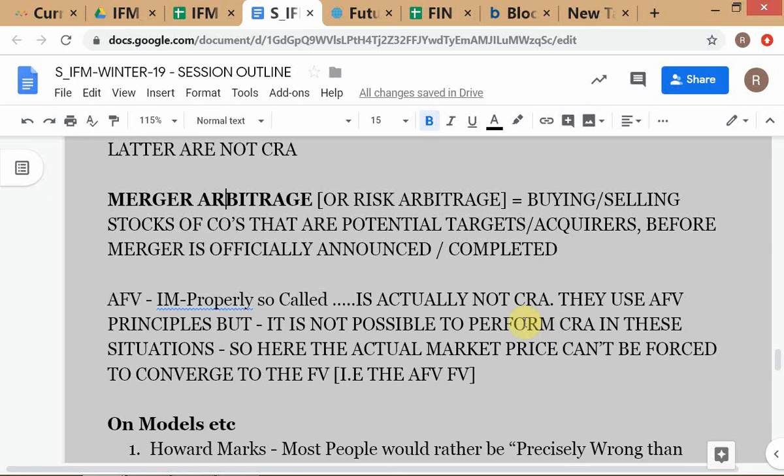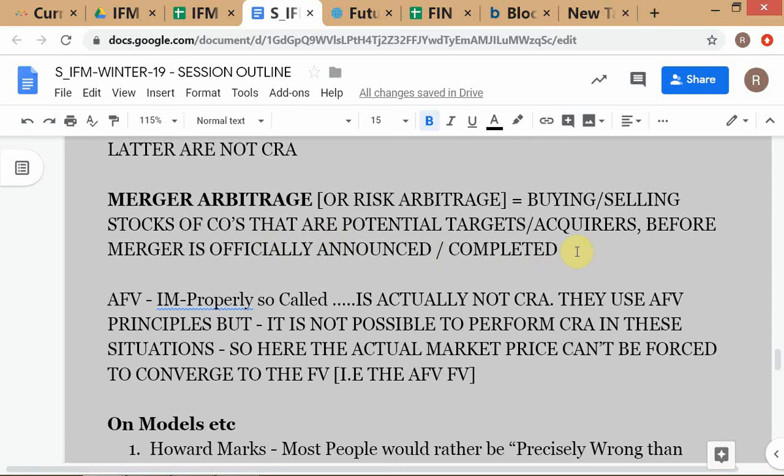Yes? You can do it either before the merger is announced. So when you hear rumors in the market, or they do some analysis and find out that Tiffany is not doing well, then LVMH might come in with a bid. There's a high chance. So that's a very, very speculative transaction. Or you can also do it after the merger is announced.